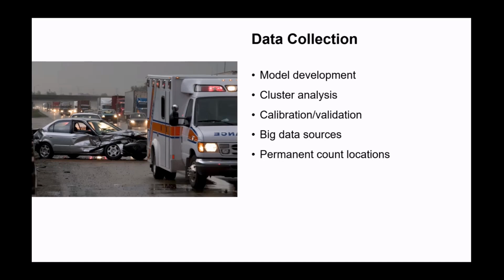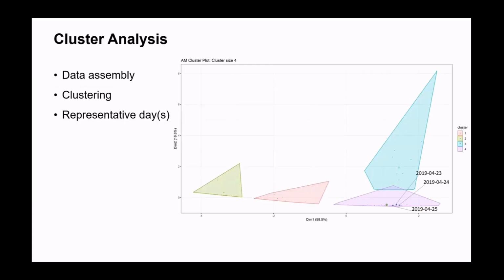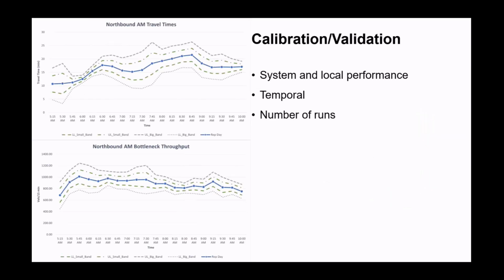We now have big data sources that we can use, like StreetLight. Now there's also a little bit more of an emphasis on permanent count locations, as I think Chung mentioned yesterday, using infrastructure that we have available to us already to be able to adequately do the clustering. So again, we went through this yesterday: assembling our data, what we think can distinguish our travel conditions, doing the clustering and determining representative days.